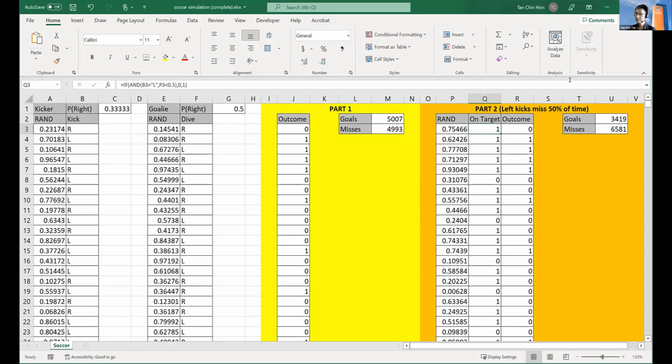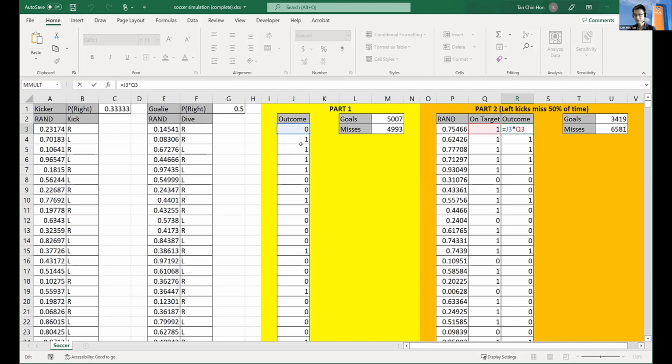And so once we have this, we are able to simulate whether the ball is actually on target, and once we have that, we can decide the outcome. The outcome over here is just going to be this outcome multiplied by whether it is on target or not. This outcome, recall, just tells us whether the kicker and the goalie have chosen the similar direction. If they have chosen the similar direction, then it will be a 0. That means it will be a miss because the goalkeeper would have saved the ball.